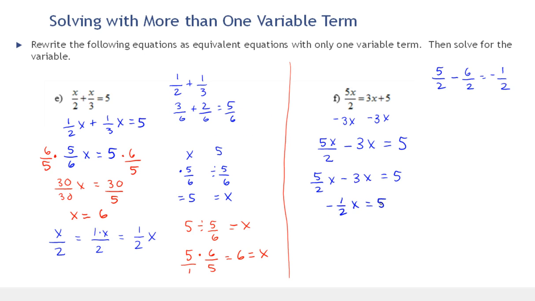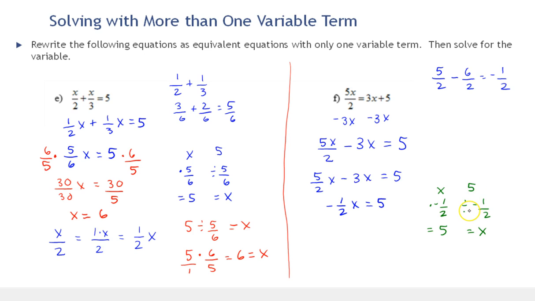Now that we only have one x term, if you want, you can use the construct and deconstruct process. So this basically says take x, multiply it by negative 1/2, and the result will be equal to 5. To reverse this, we can start with 5, divide by negative 1/2, and the result is equal to x.